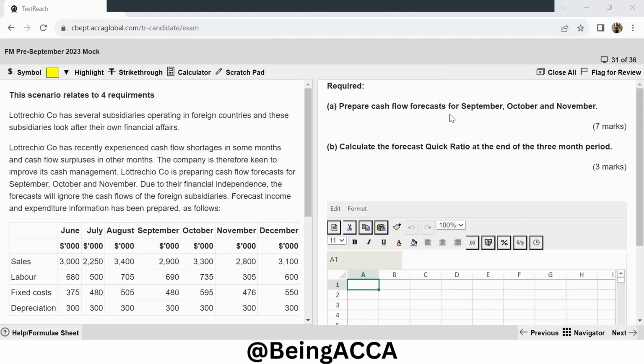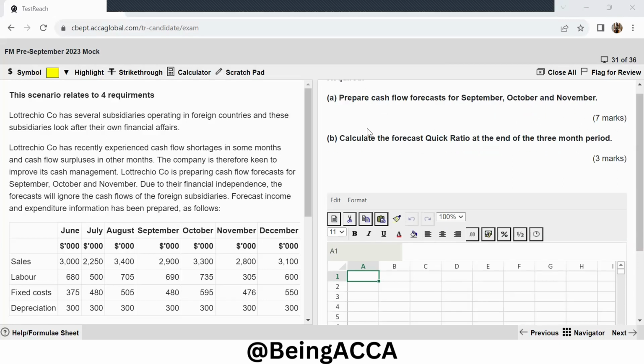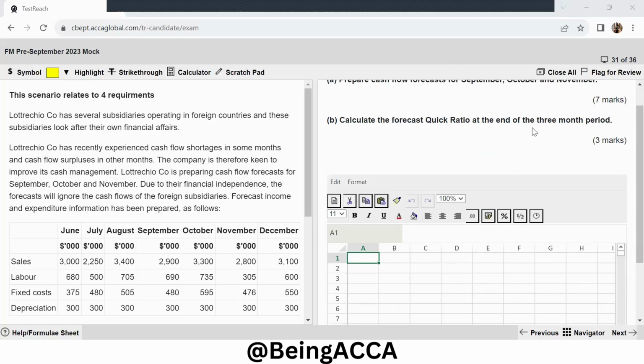We are continuing with the FM pre-September 2023 mock and we are starting with section C, question number 1 in this video. This is Lottrechio company and let's get started. So I can see that the requirement wants me to prepare cash flow forecasts for 3 months, September, October and November, and then they want me to forecast the quick ratio at the end of the 3-month period. So let's read the scenario now.